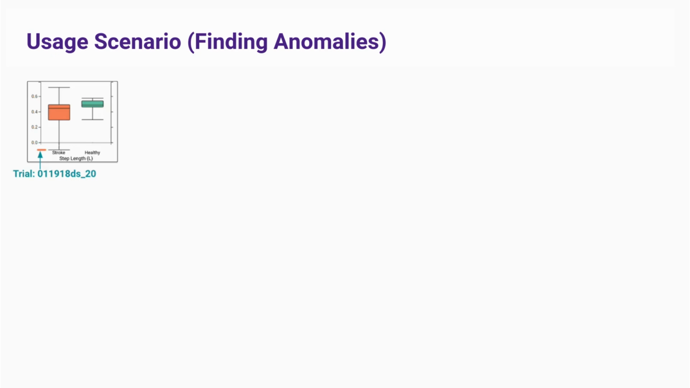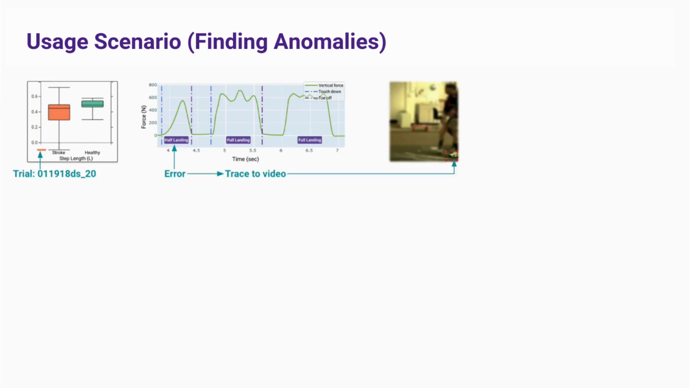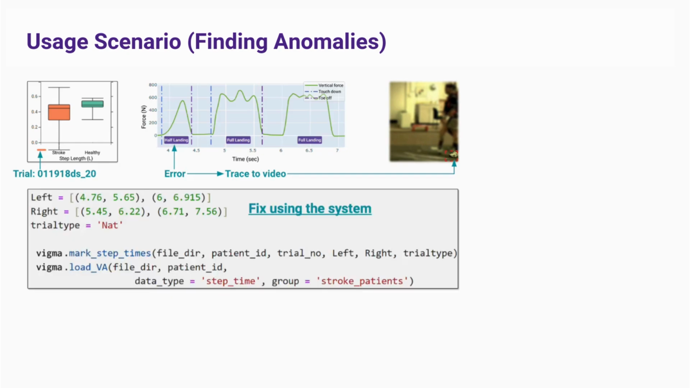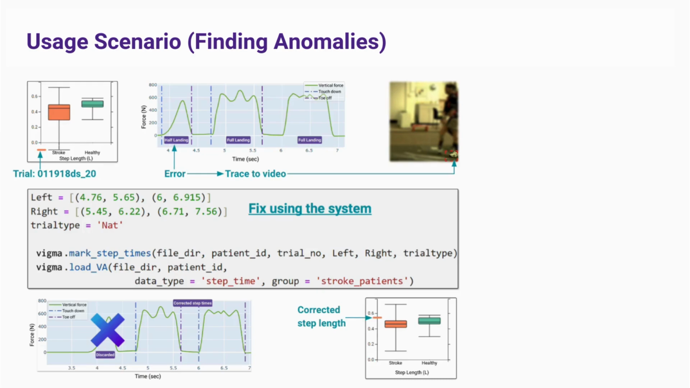Next, we analyzed the vertical force for this trial, identifying a half landing at the beginning of the trial, and validated our speculation by tracing it from the video exploration view of VIGMA. To fix this issue, we used our Python API from a notebook to mark step times by discarding the half landing and loaded the corrected data to the visual analytics system. Afterwards, we could extract the correct step length of the patient's trial.